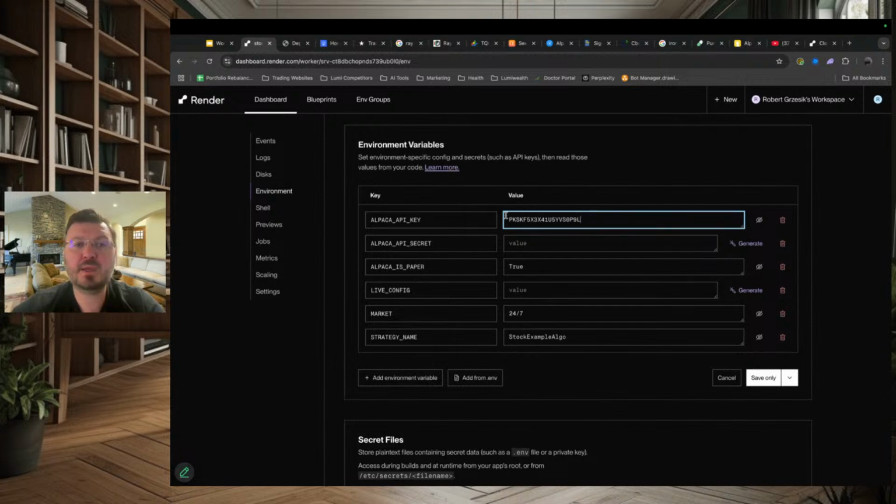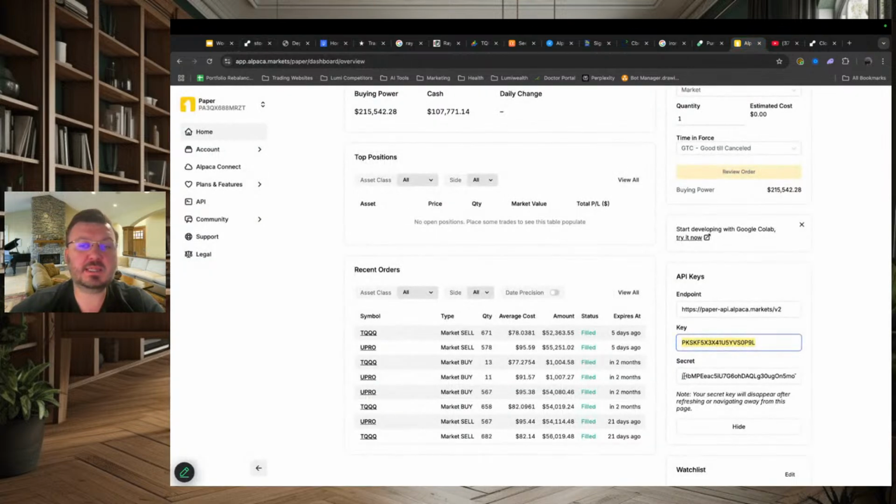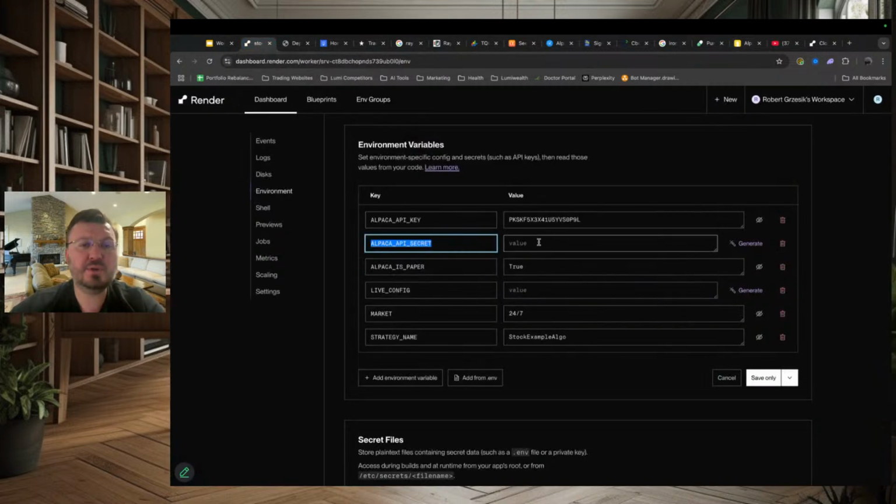Next thing is Alpaca API secret. So we're going to go back to Alpaca, and now you see that they have secret. There's key and then there's secret. So again, double click on this, copy, and then we go back into Render and paste that in here. So now you see I have my API key and my API secret. So we have those two right there.